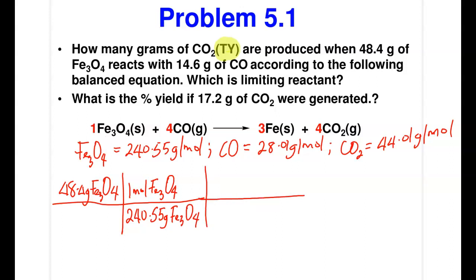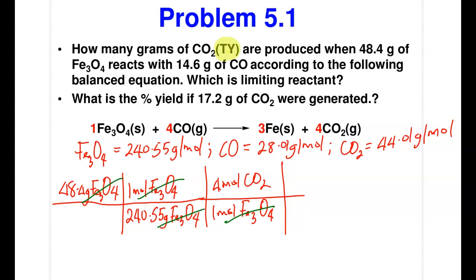between iron and carbon dioxide. There are 4 moles of carbon dioxide for every 1 mole of Fe3O4. And then, of course, if I cancel so far, you see grams of this cancel grams of this, moles of this cancel moles of this.